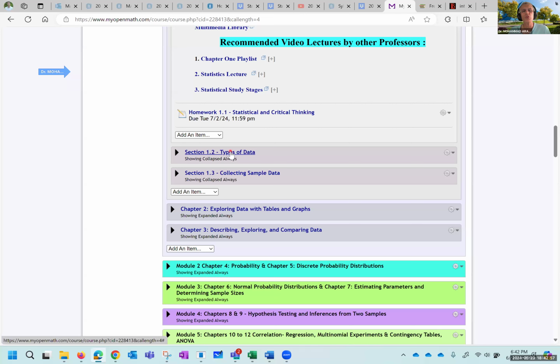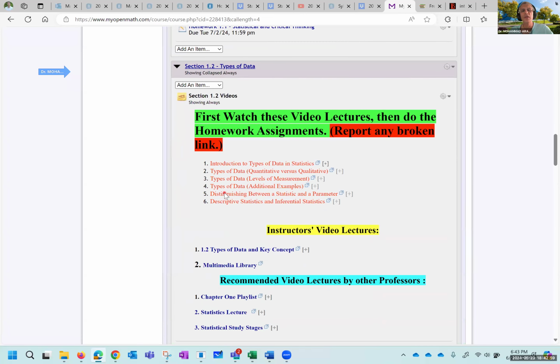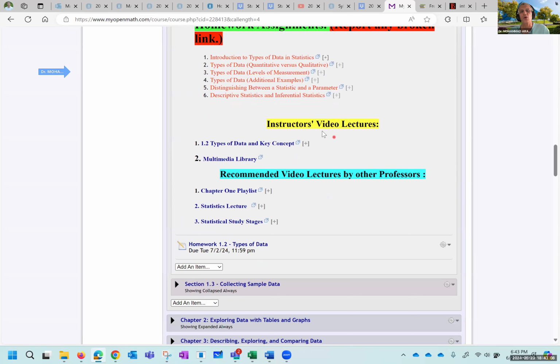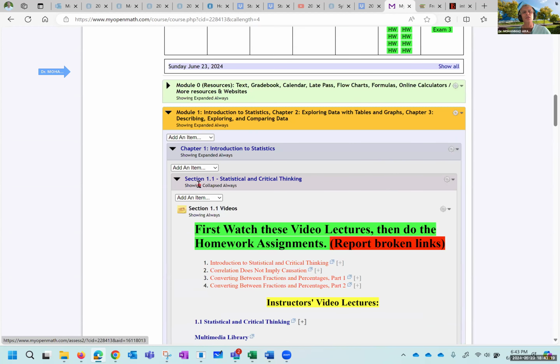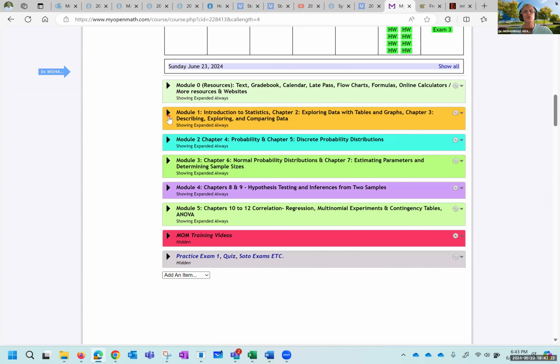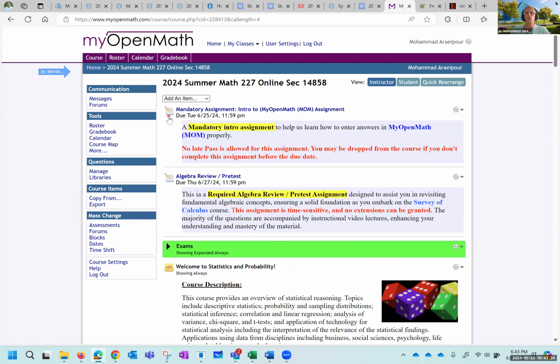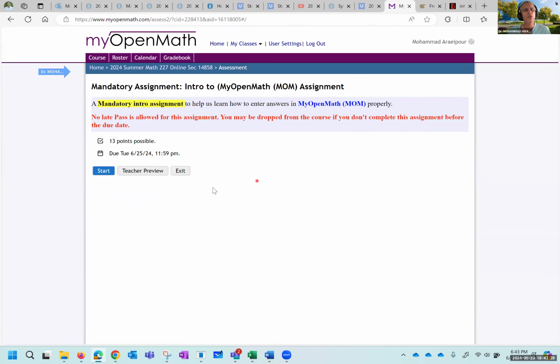Same thing with 1.2. Take a look. First, watch these videos in red, and please report any broken link. If they want to watch more, they can look at mine or other recommended videos. They just go and do their homework. And the same thing repeats with every section under each module. So how do you do the homework? Well, let's look at this one. And you want to do this homework.